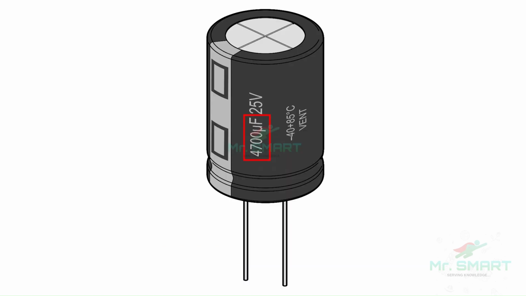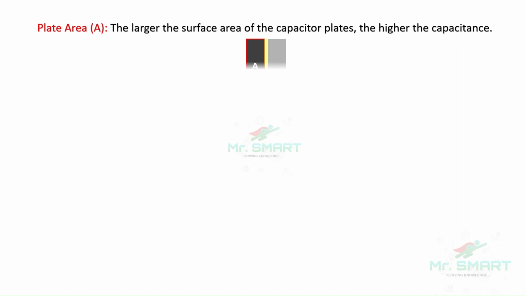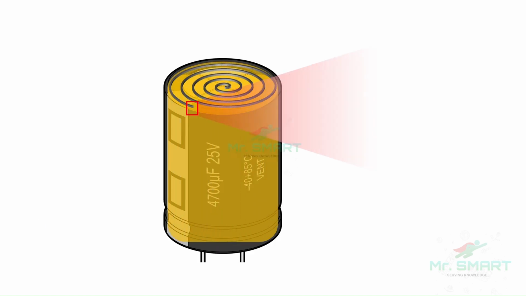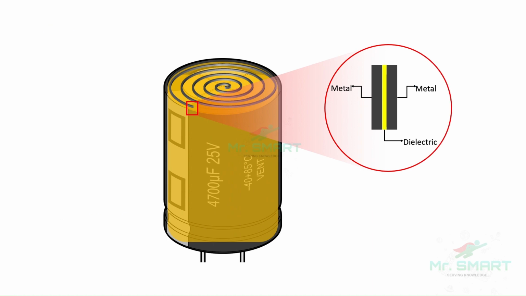The capacitance of the capacitor is varied by several factors, such as area of the plate, distance between the two plates, and type of dielectric used. That's why, in many capacitors, the plates are placed in the form of coils instead of having two straight plates.